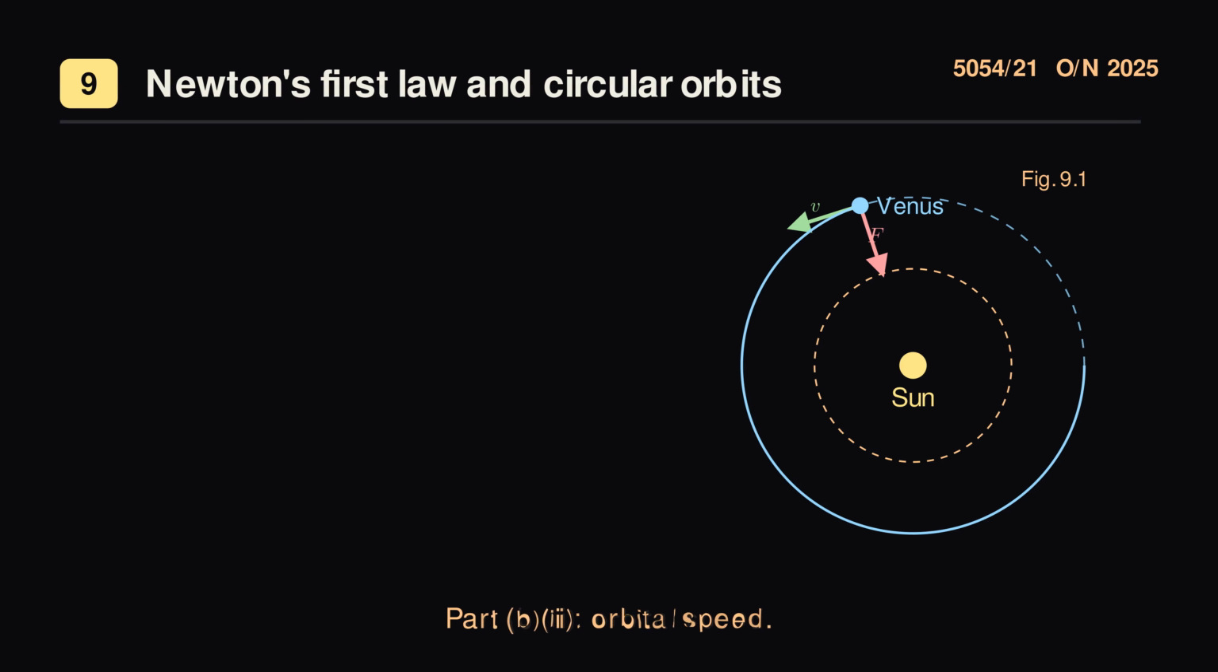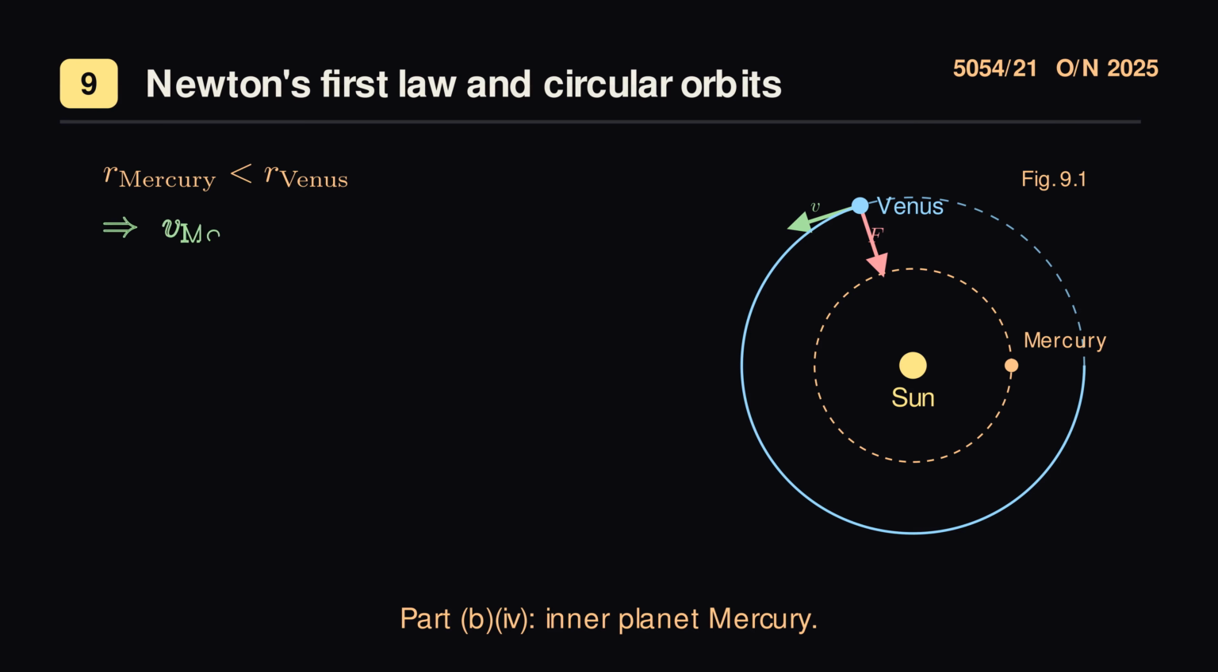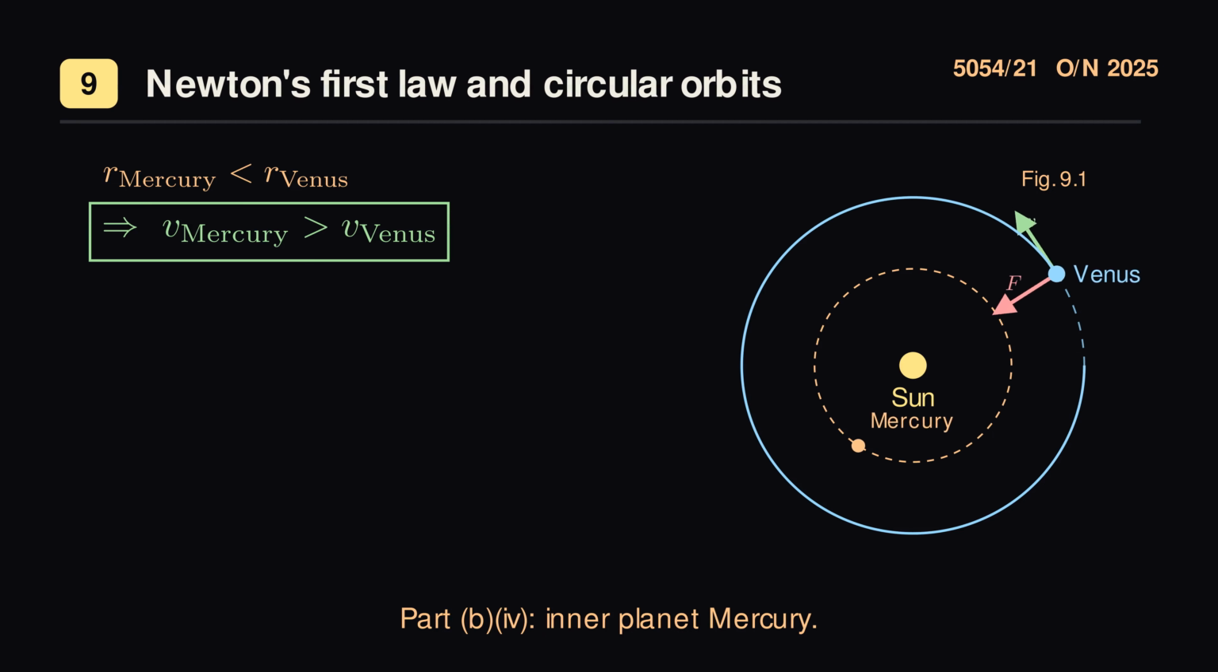Part B, Part 4. Planet X is closer to the Sun than Venus, that is Mercury. On the inner orbit it moves faster. A smaller radius means a greater orbital speed.